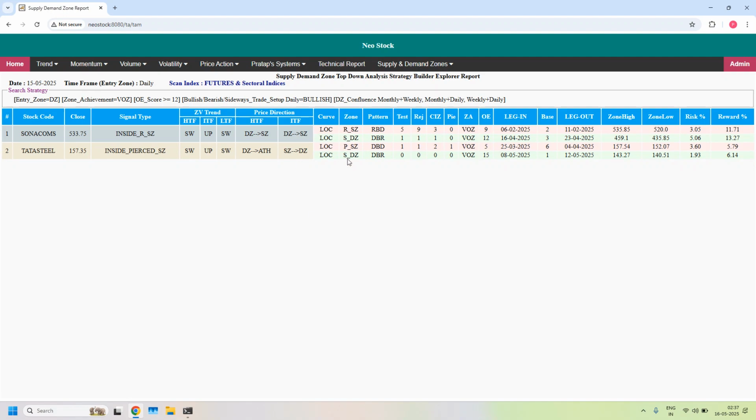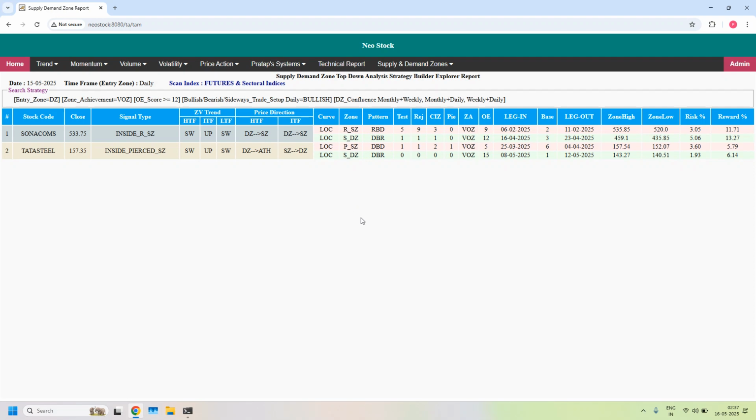So in these 2 stocks, daily demand zones are overlapped with weekly demand zones. Both daily and weekly together overlapped with monthly demand zone. But monthly trend is sideways. Sideways EMA confluence does not give any advantage. So that's why we are not filtering any stocks for monthly EMA confluence. So this is about bullish trade setup for monthly income trade.